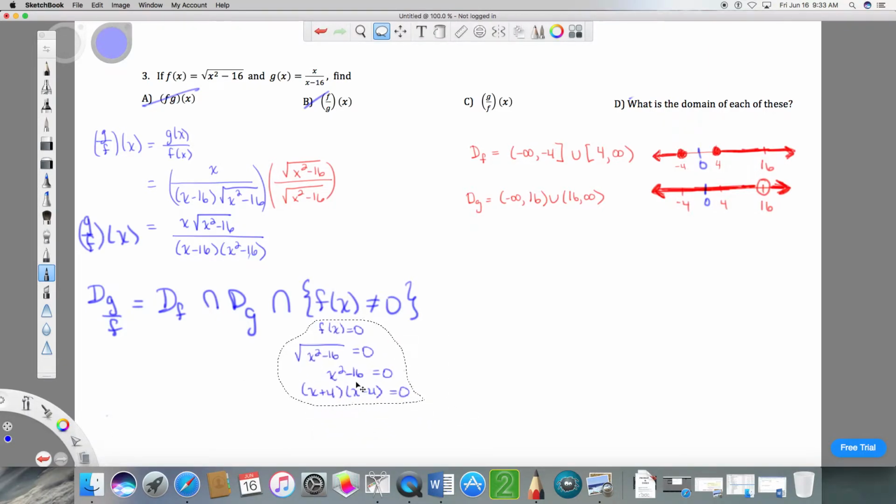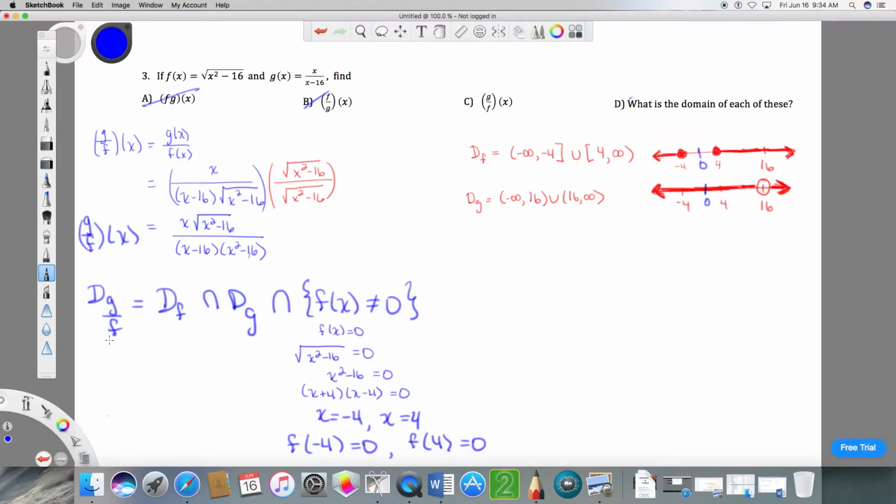It should be easy to see in factored form that -4 and +4 are solutions to this. So what this is telling us is that f evaluated at -4 is equal to 0. Well, we can't have that. F can't be 0. It's in a denominator. And f evaluated at 4 is equal to 0. Well, we can't have that, again, because f is in the denominator.